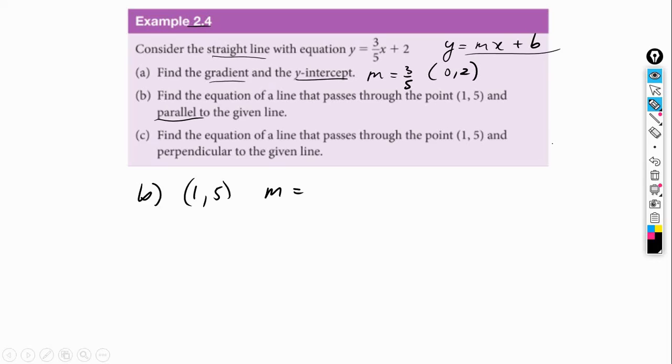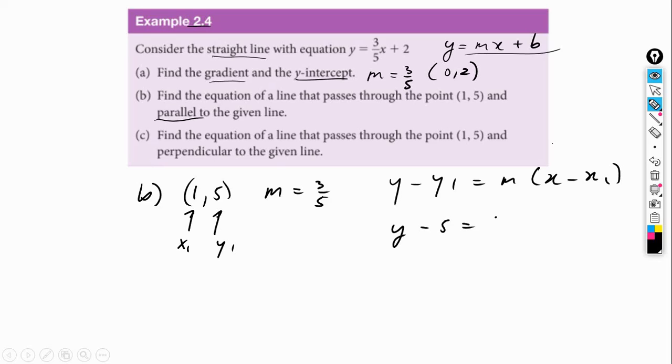So m is equal to 3/5. Notice that now it's easy to find the equation because we can use the formula that uses the gradient and a point. So let's just call this here x1, and this we can call y1. Recall that the formula is y minus y1 is equal to m times x minus x1. So all we have to do is substitute in this. So y minus 5 is equal to 3/5 times x minus 1.